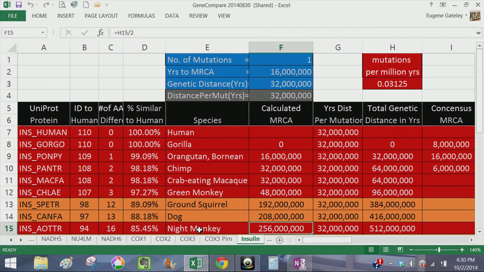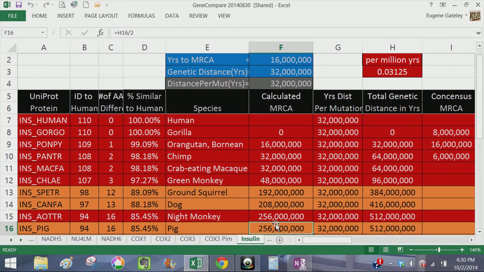Seeing that a ground squirrel has 12 differences in the insulin chain between human, and night monkey has 16 differences. So the percent of similarity for a night monkey is 85%, and a ground squirrel is 89% similar. Dog also. So we're seeing the same problem we saw with the cytochrome B, and a similar problem that we saw with cytochrome C. Let's keep looking.